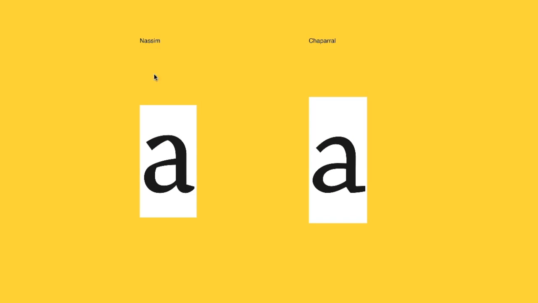Going to the A, we can again see the themes we saw from the O and the N being played out. One is the terminal. We can see in Nassim it has a thickening at the end, and this really sharp, abrupt transition from the shoulder over to the terminal. While in Chaparral, over from the shoulder to the terminal, first of all, it doesn't gain any weight. It just thins out. And second, there's a smooth transition between the two areas of the stroke, of the proportion or shape, versus the abrupt transition we see in Nassim.